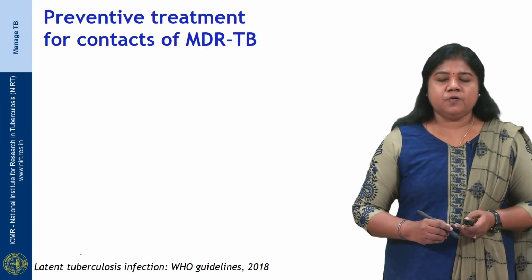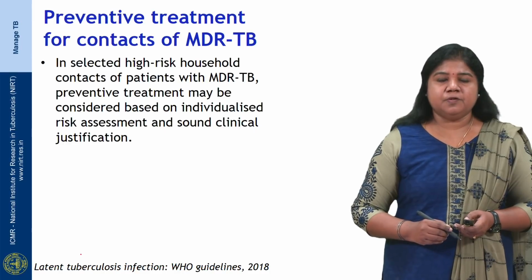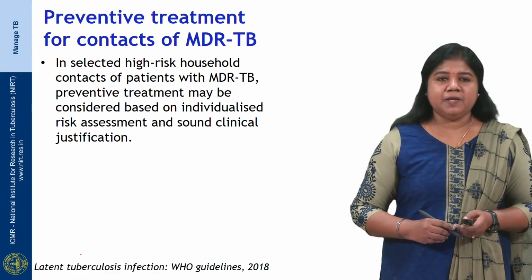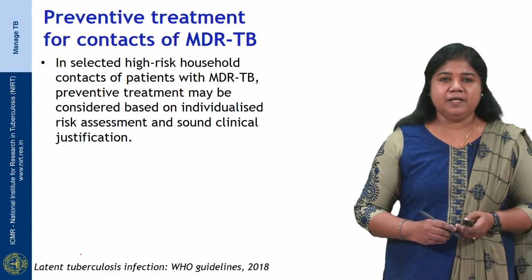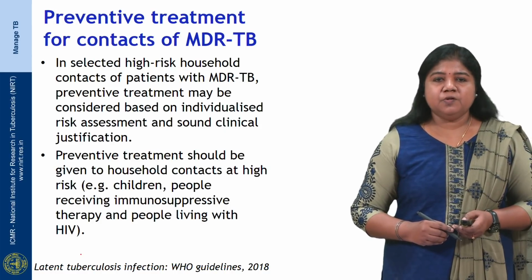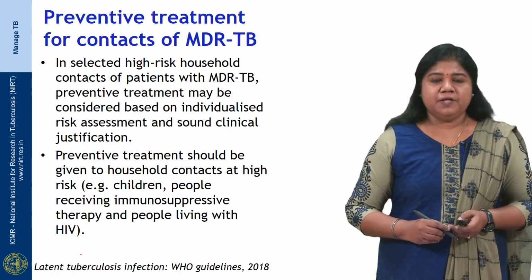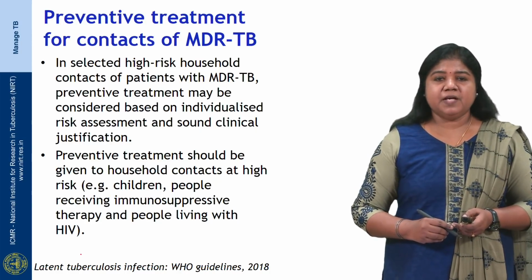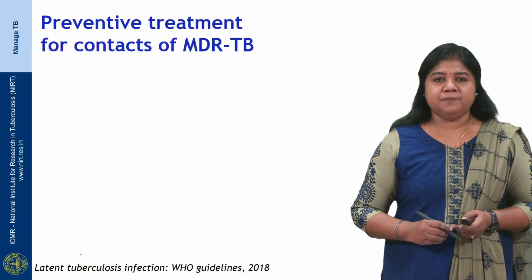So, what do we do for contacts of multi-drug resistant tuberculosis? According to the WHO guidelines, in selected high-risk household contacts of patients with MDR-TB, preventive treatment may be considered based on individualized risk assessment and sound clinical justification. Preventive treatment should be given to household contacts who are at high risk for TB, which include children, people receiving immunosuppressive therapy, and people living with HIV.